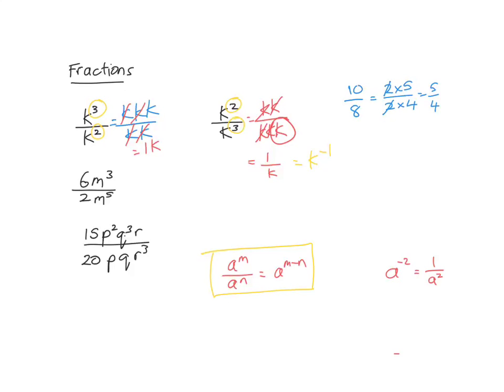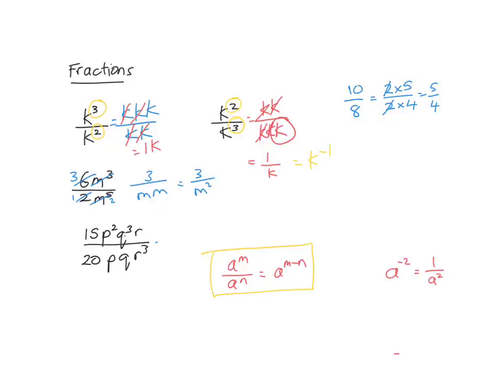Let's try this one, 6 over 2. I can simplify that to 3 over 1. And I can cross out 3 m's at the top, and that would leave me with 2 m's on the bottom. So I have 3 and 2 m's on the bottom, or 3 over m squared.